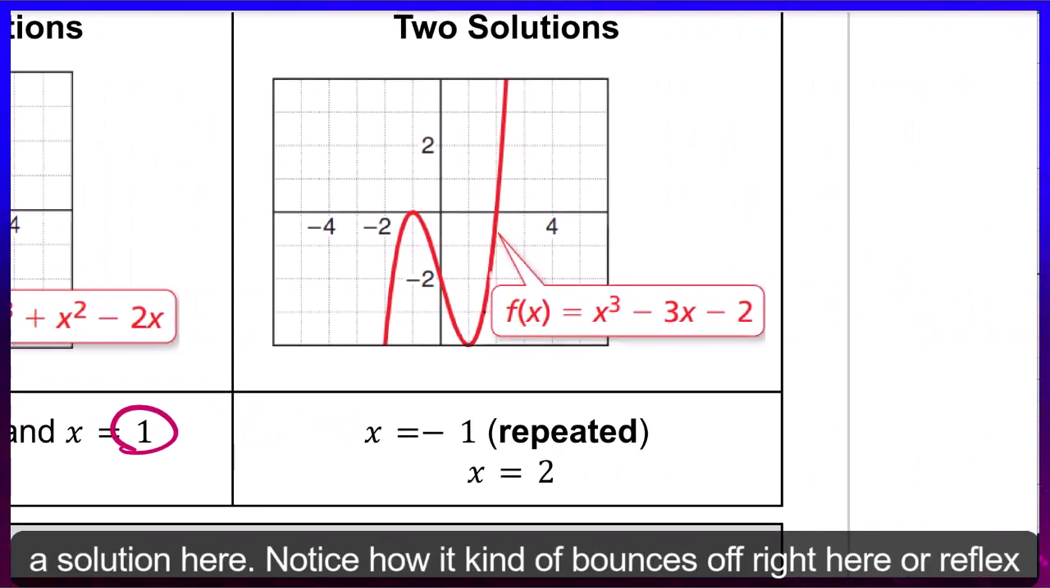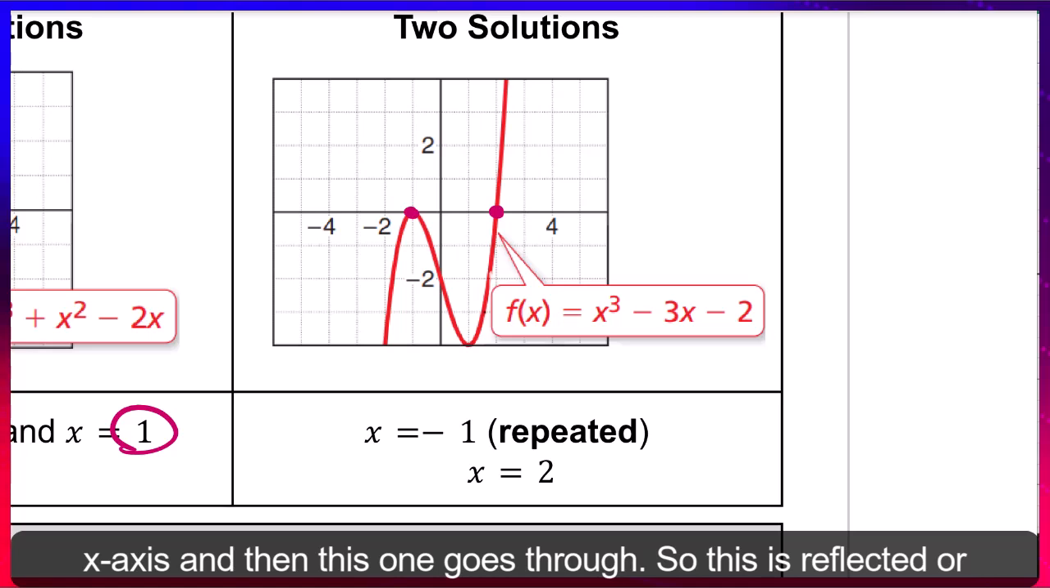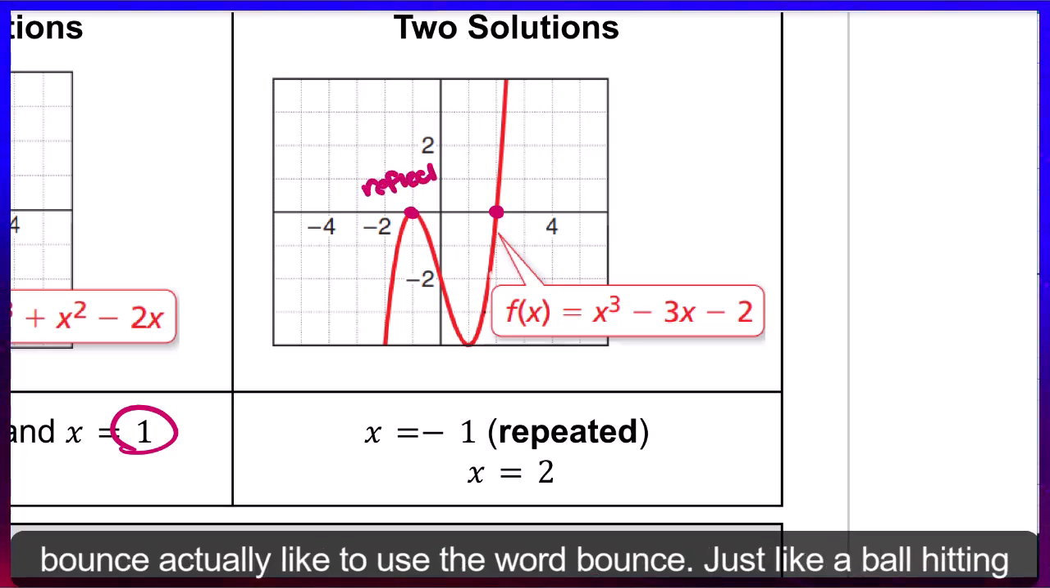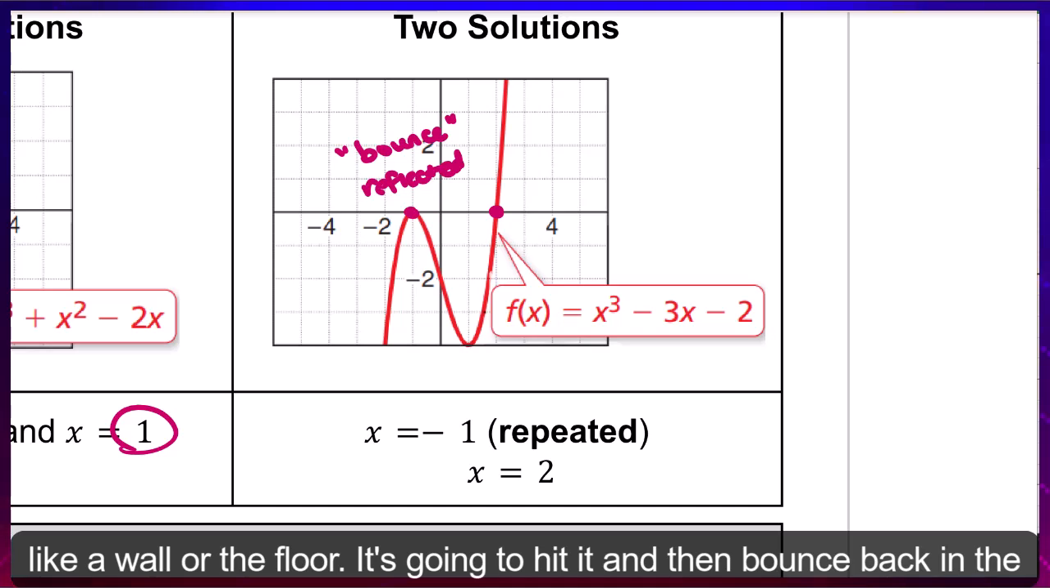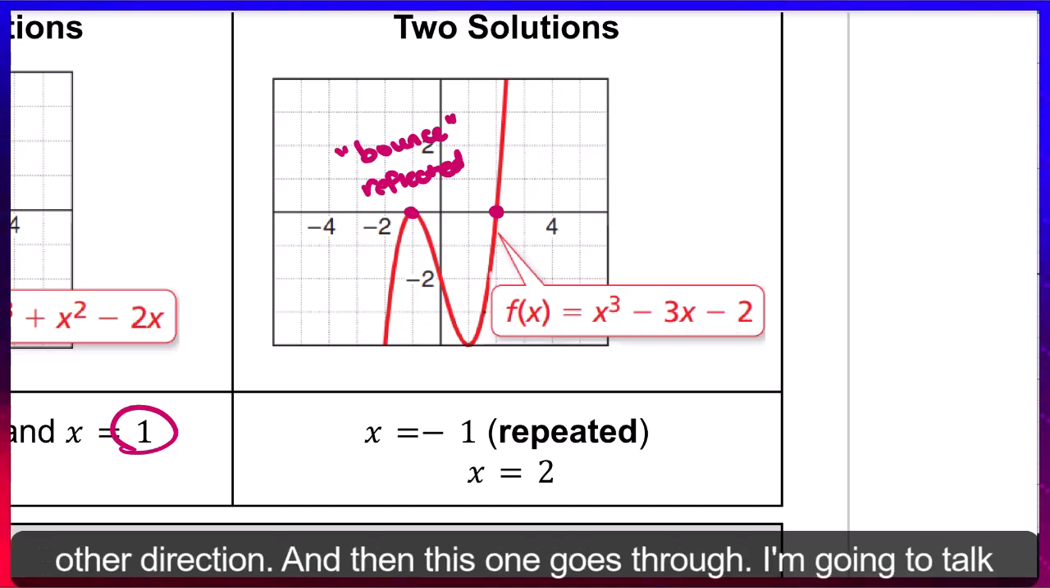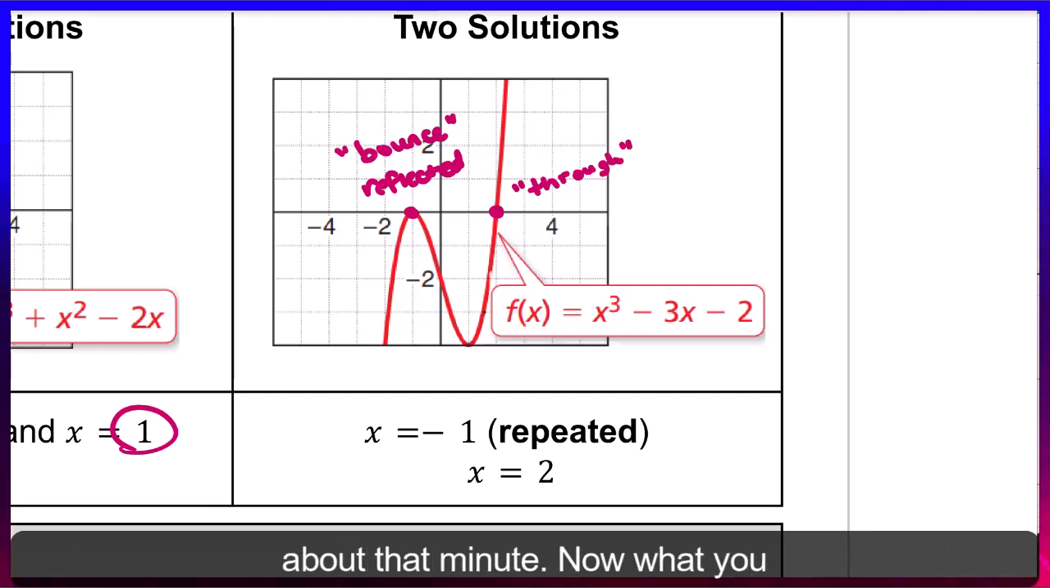Okay, or we can have 2 solutions. So I've got a solution here. Notice how it bounces off right here, or it reflects on the x-axis, and then this one goes through. So this is reflected or bounce. I actually like to use the word bounce. Just like a ball hitting a wall or the floor, it's going to hit it and then bounce back in the other direction. And then this one goes through. We're going to talk about that in a minute.